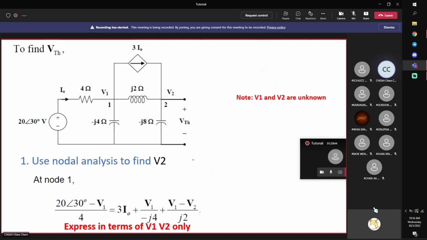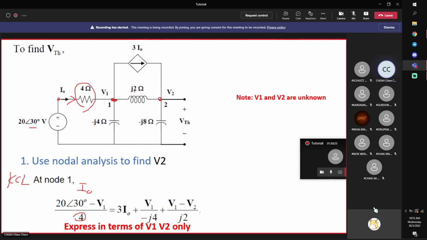Okay, let us proceed. If V1, V2 are unknown, therefore I need to take Kirchhoff's current law at node 1 and node 2. Because I have two unknowns, I need two equations. Take KCL at node 1, you write down one equation, expressed in terms of V1 and V2 only, the key idea, right? So here is 220∠30°, this node voltage, minus V1, the voltage across the 4 ohm resistor, divided by 4 is the current flowing through it. This is actually your I0. Right? Because I assign inflow, so it happens to be I0.